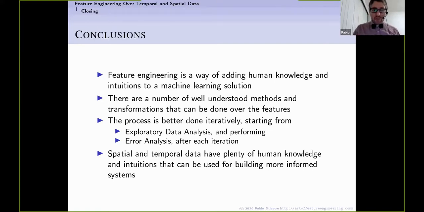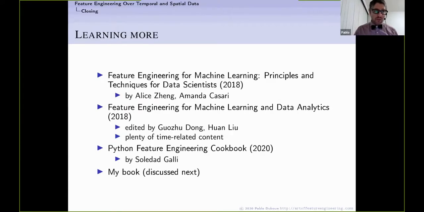And again, for feature engineering, there are a number of well-understood methods. To me, the process is better done iteratively, starting from exploratory data analysis and doing error analysis after each iteration. Spatial and temporal data has plenty of human knowledge and intuitions that can be used for building more informed systems.